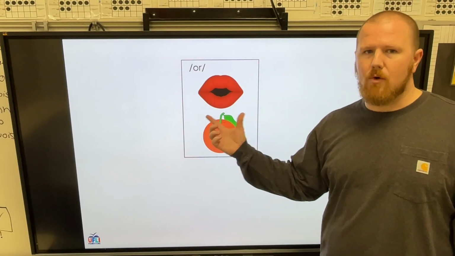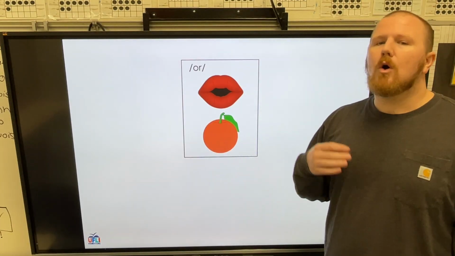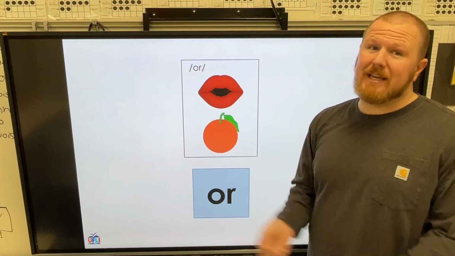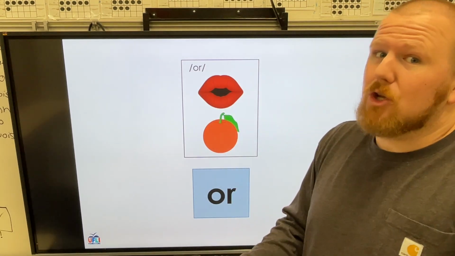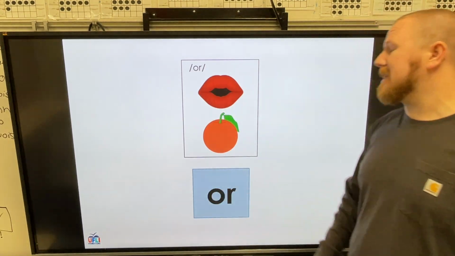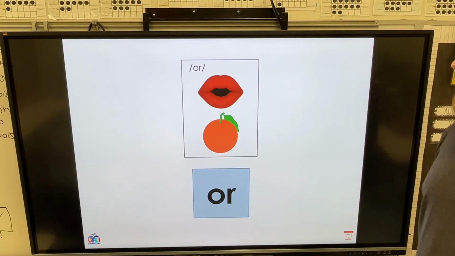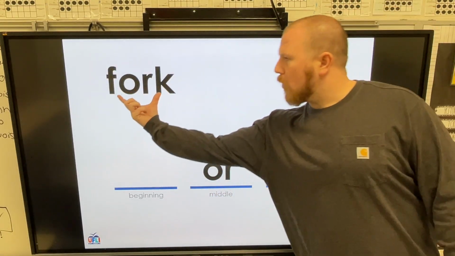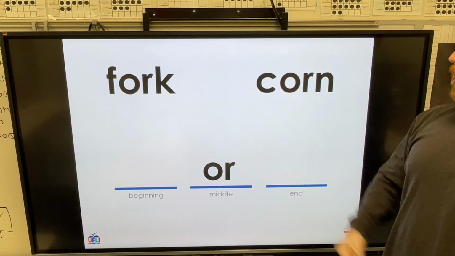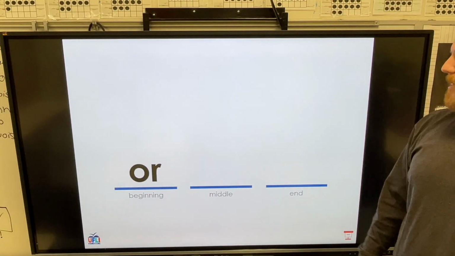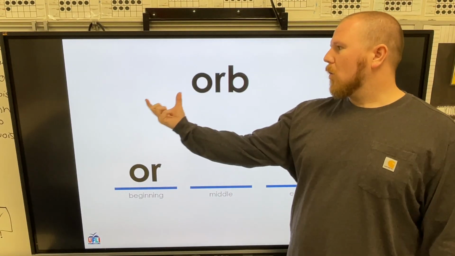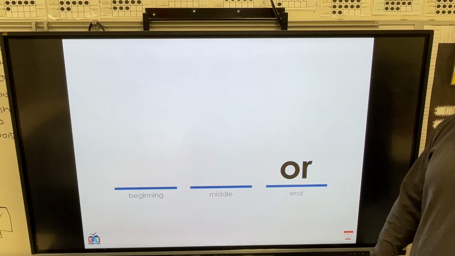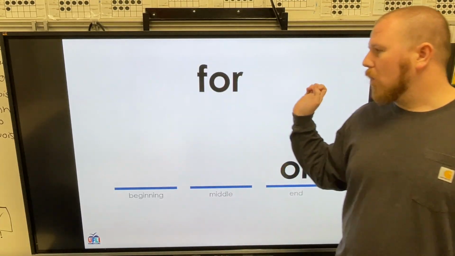Now we're talking about OR. OR says or, like orange. Or by itself is its own word. That makes its own sound, so that helps us. It's a little bit easy. So we're talking about or, and we can find or in the middle of words like fork, corn. Okay, we can find it in the beginning of words like orb, or orange, we already talked about. And you can find it at the end of words like for.